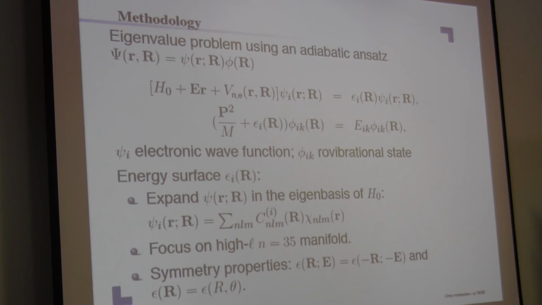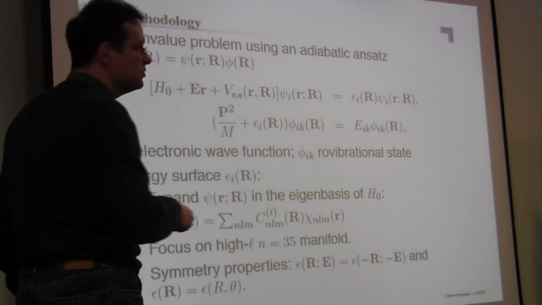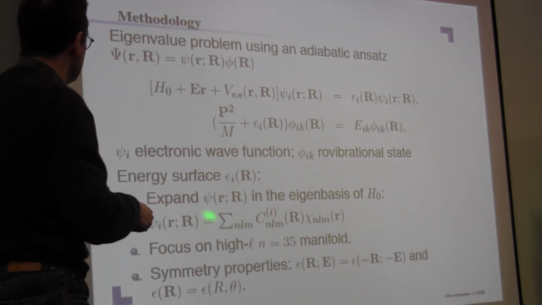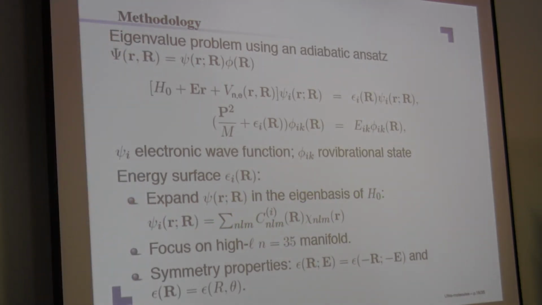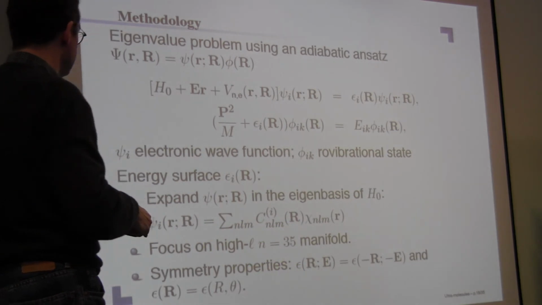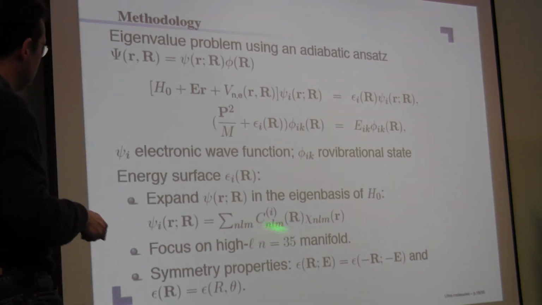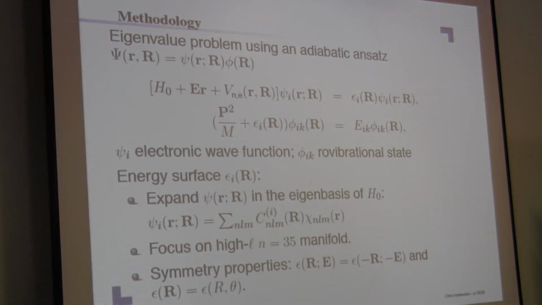Now, how do you solve that? Well, you make a basis set superposition, and you diagonalize the corresponding Hamiltonian matrix. And then you get out of that, as a function of the internuclear distance, this potential energy surface, which you're seeking. And you do that for the high L states. We focus on the high L states over here, typical values for n something like 35 or 40. And then there are some symmetry properties which you can easily derive for the potential energy.